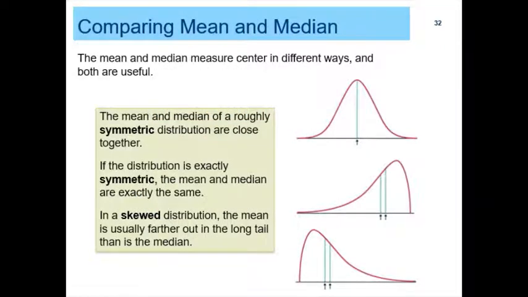Now we understand what the mean and median are. The mean and median of a roughly symmetric distribution are close together, and if the distribution is exactly symmetric, the mean and median are exactly the same. Here, when we look at this distribution, it is exactly symmetric, so we are not able to see the median separately. We only see one line showing that the mean and median are the same. And if the distribution is skewed, the mean is usually farther out in the long tail than the median. When we talk about left skewed, the mean is here; when we talk about right skewed, the mean is here.